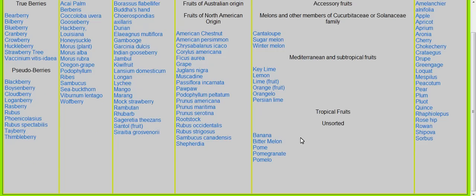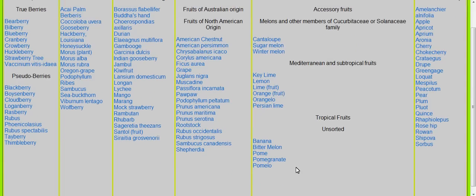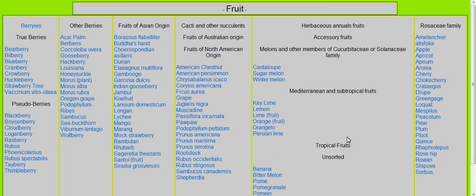Banana? Okay, well, it's just the fruit, weird fruit banana. And the bitter melon, palm, pomegranate, and pomelo. Pomelo means grapefruit in Spanish. Rosacea family. So all of these are in the Rosacea family.